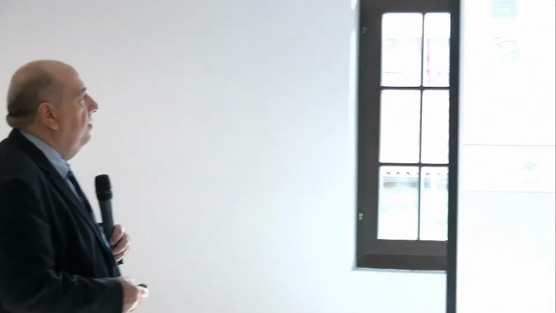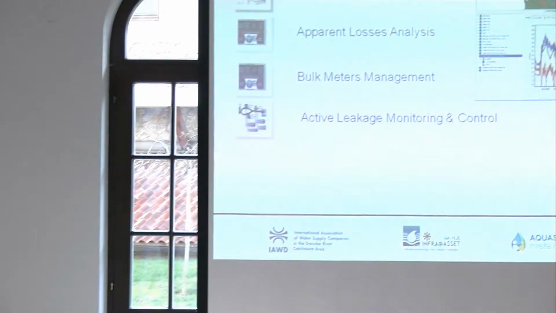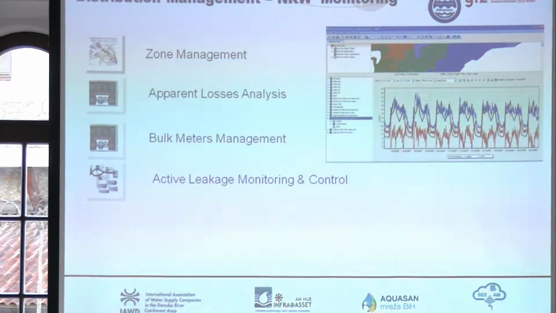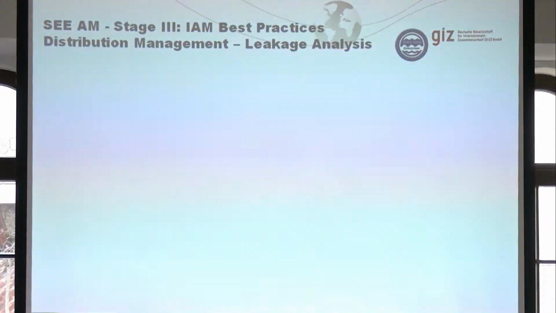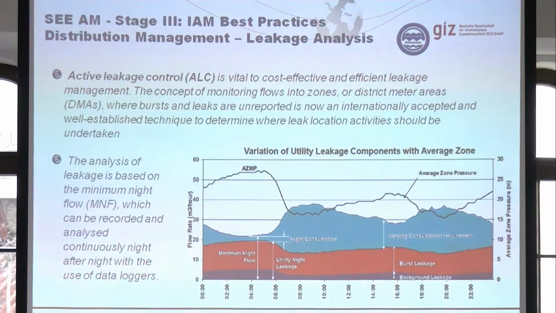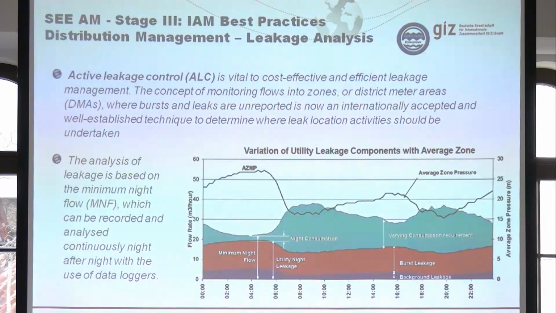And then you can proceed with other ways trying to locate these losses. But here we're discussing a monitoring system. It involves apparent loss analysis, the bulk meter management we discussed before, and the process that IWA encourages, which is called active leakage. What is active leakage? Active leakage means cost-effective and efficient leakage management. It's something we're going to discuss next year.